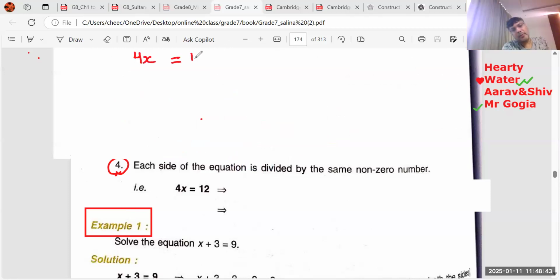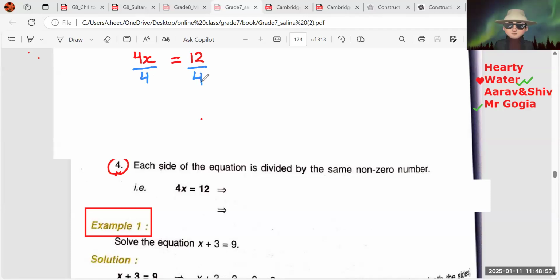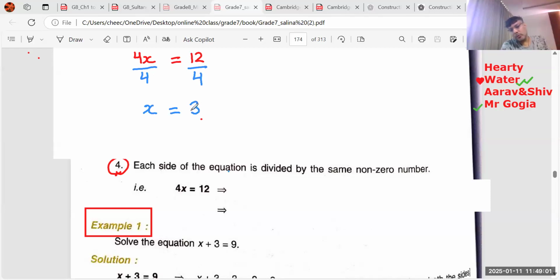So 4x is equal to 12. Please everyone, Hearty and Arav, look here. Guys, the correct way. This is my question. So what I'll do is I will divide both sides by 4. This is how we divide in linear equations. I get x equal to 3. This is how it's supposed to be done. Mr. Gogia, please look here.